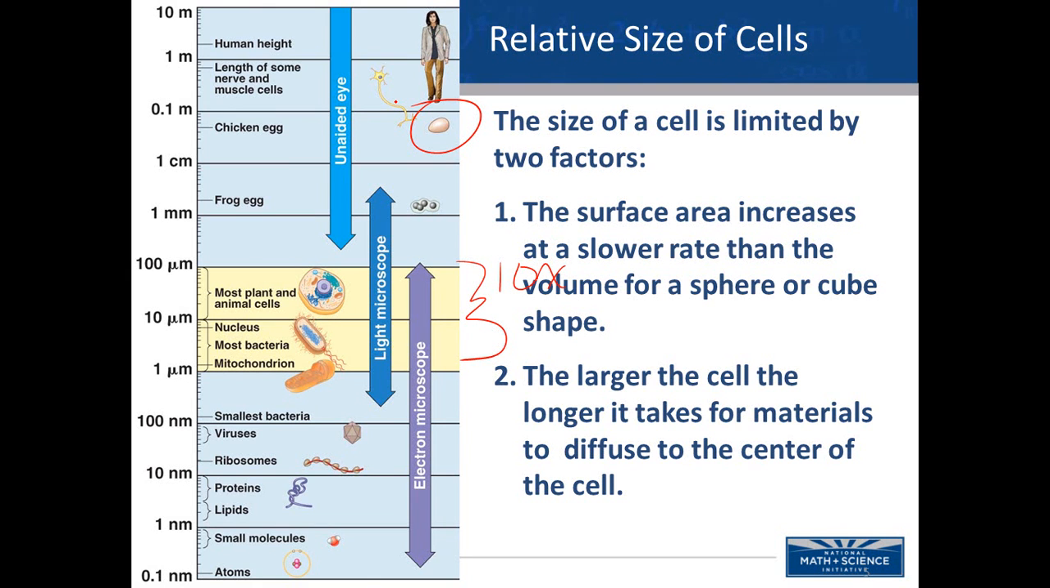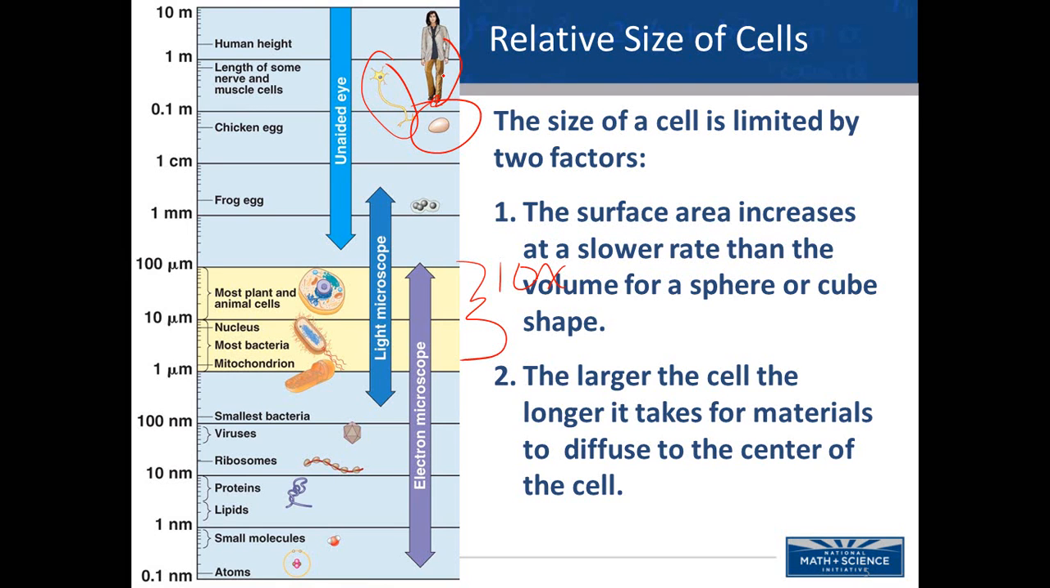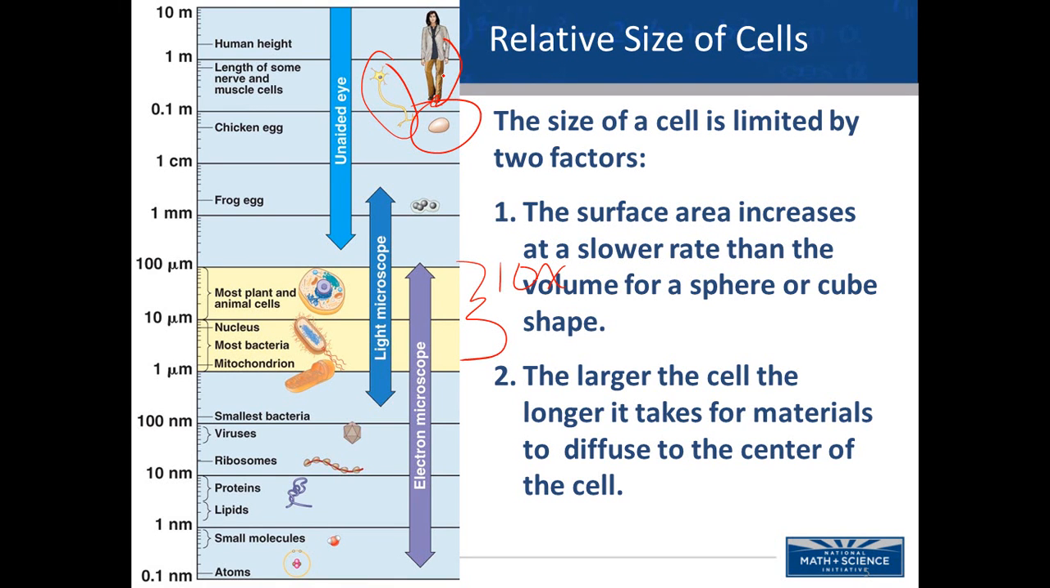A nerve cell is technically one cell, but they can be very long. It can go from your spine all the way to the end of your toe, and that's one cell, but they are extremely, extremely thin. So you might be asking, why are cells so small? Why can't you be composed of one nice large cell? Well, there are two reasons. The surface area increases at a much slower rate than the volume, and that is the volume of the cell if it were a sphere or a cube.